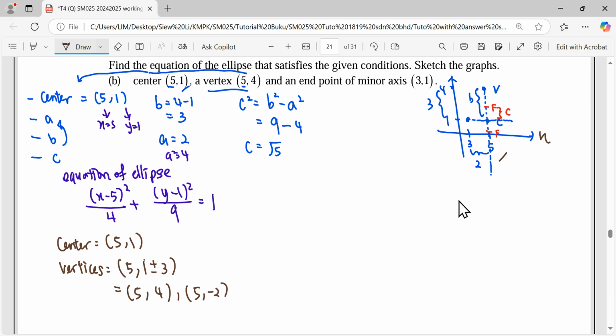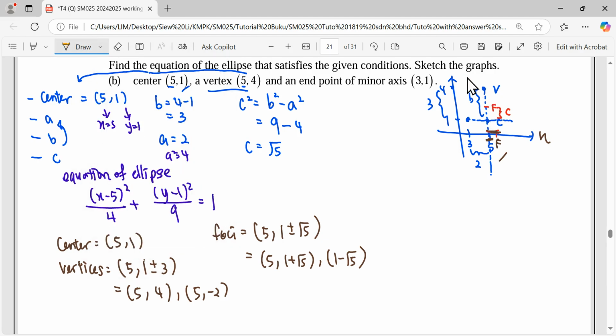Then we continue with the focus points. Also, the x coordinate does not change, just going up and going down by the value of c to find our foci. So the y coordinate plus minus square root of 5. So it will be 1 plus square root 5, and another coordinate 1 minus square root 5. And 1 minus square root 5 is negative, which means our focal point here will be below the x-axis. Then we can draw it, so build our ellipse.